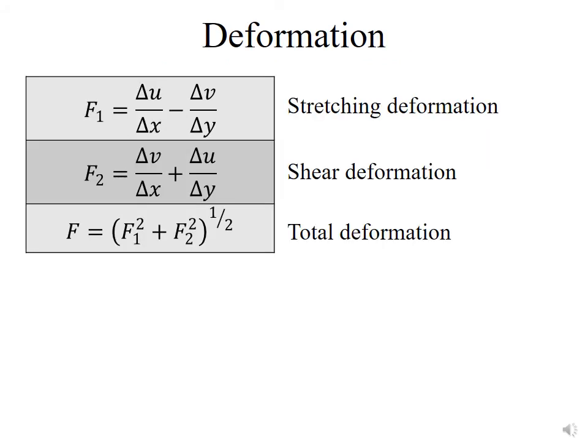We also have deformation, and there are two types of deformation. There is stretching deformation and there's shear deformation, and you can see that they are mathematically different from the divergence and convergence and different for vorticity. And the total deformation, F, is just equal to the square root of the squares of the stretching deformation and the shear deformation. So let's take a look at what these actually are.